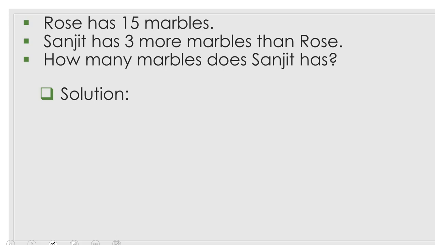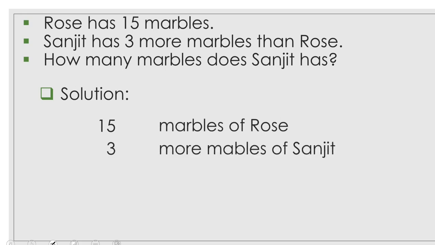So in our solution, we have to write down the given. We have 15 marbles of Rose and then 3 more marbles of Sanjit. Now we know the given. What do we do with these numbers? We have to add these numbers.